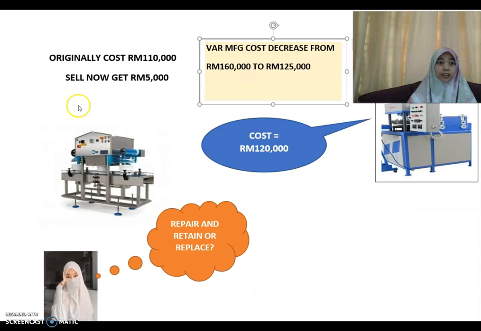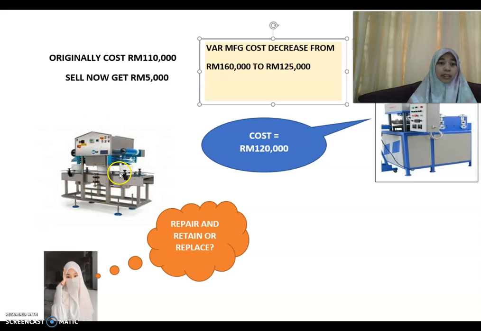Again, to summarize the story, you have this old machine. It originally cost 110,000. Should you consider this? No, you should not consider this because it is your sunk cost. But should you consider this? When you sell it now, you will get 5,000 ringgit. This one is relevant because you have not received this amount yet. The 110,000 you already incurred in the past when you purchased this machine, so it is a sunk cost and an irrelevant cost.